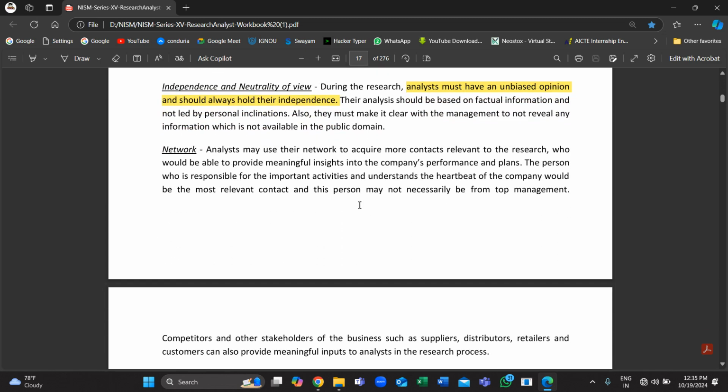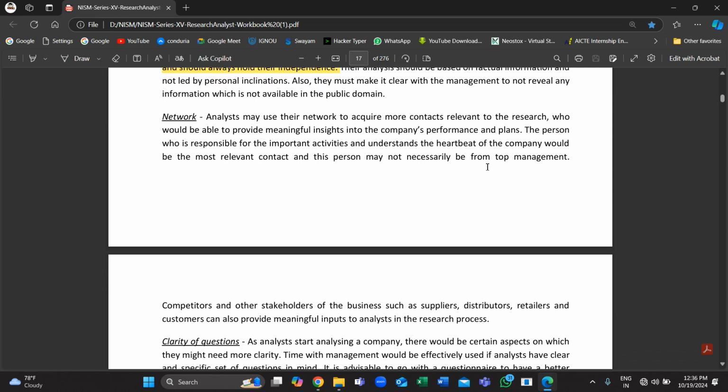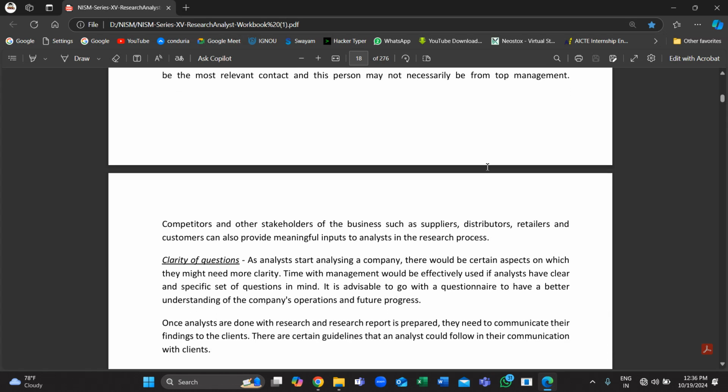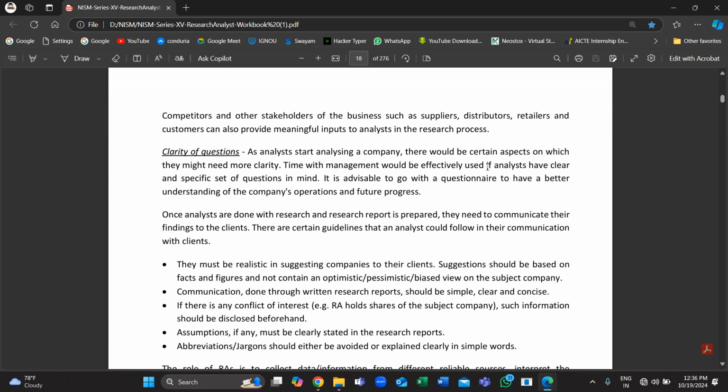So, on networking, analysts must use the network to acquire more contacts relevant to research, who would be able to provide meaningful insights into the company's performance and plans. Someone who is responsible for important activities and understands the heartbeat of the company would be the most relevant contact, and this person may not necessarily be from top management. Competitors and other stakeholders of the business, such as suppliers, distributors, retailers, and customers, can also provide meaningful inputs to analysts in the research process. Next, clarity of questions.